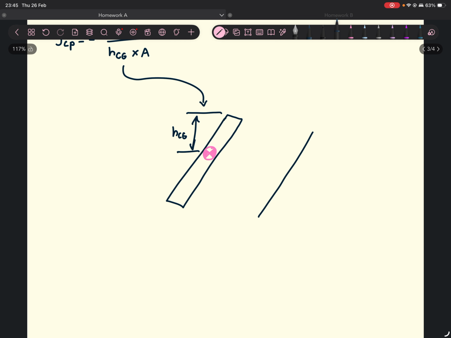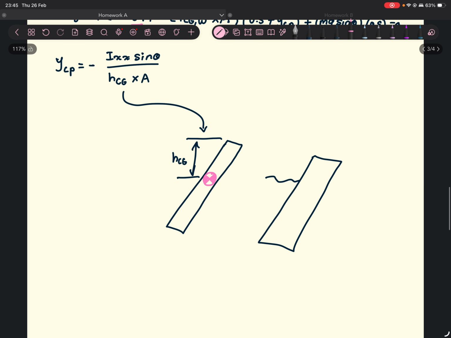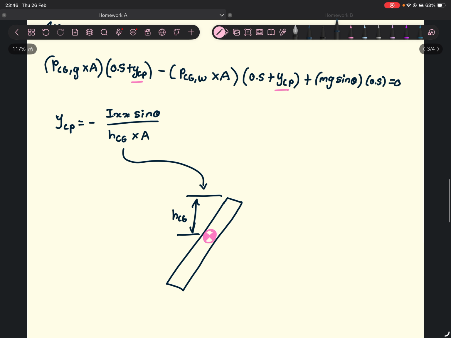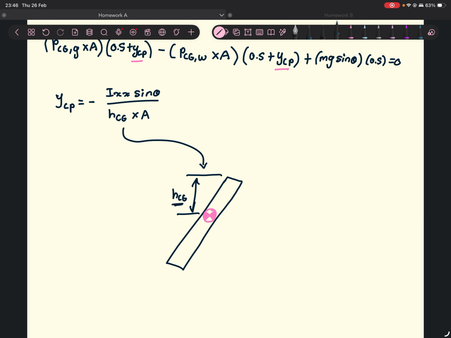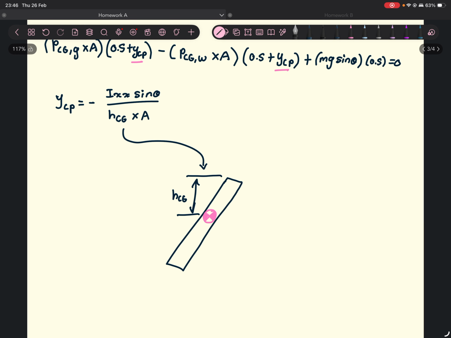And also, if the object was slightly submerged, so if it was like that, then if I remember correctly, your center of gravity would be the center of gravity of this portion over here, the submerged portion, if that makes sense. So your center of gravity would be slightly lower than the actual center of gravity of the object, and then your hcg would be that distance there. Okay, cool. Yeah, so our hcg is this value here, because the entire thing is submerged. And then the area would be the area from before.